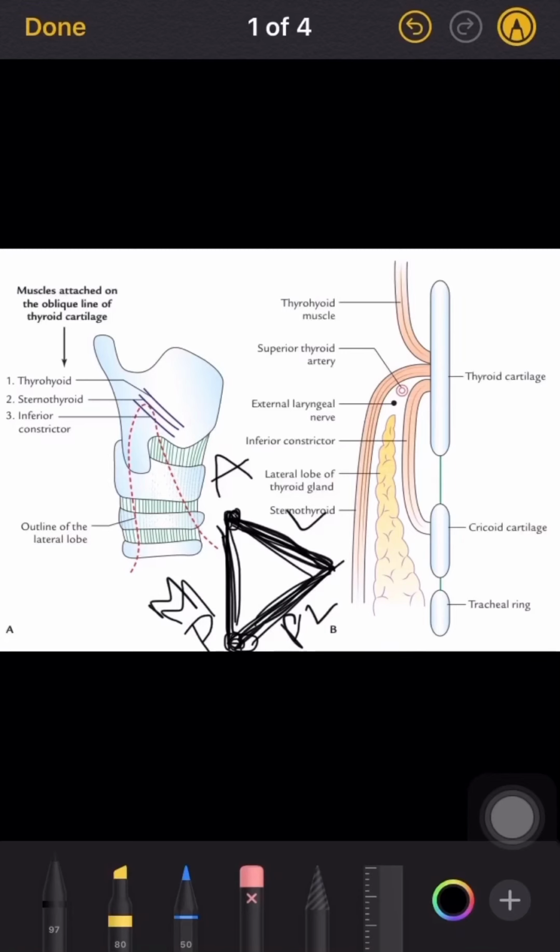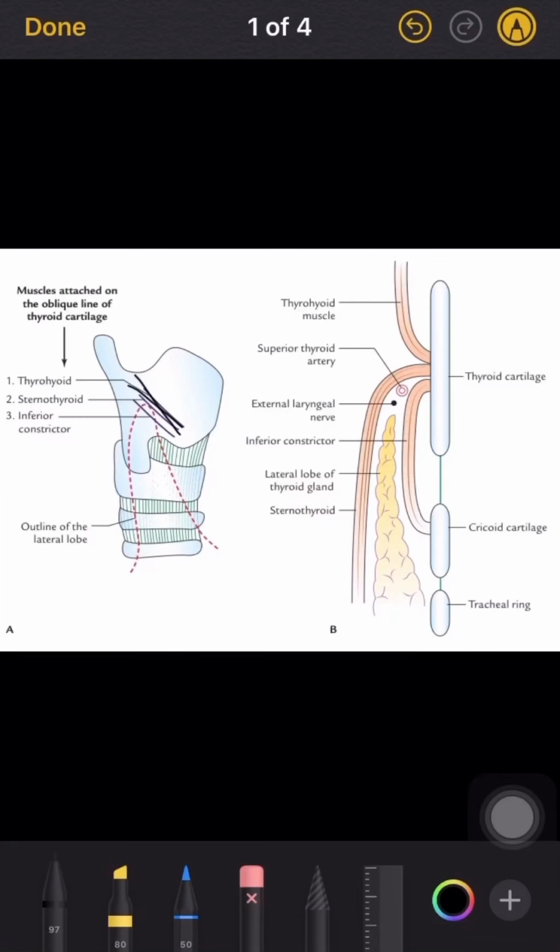It has two borders: one is the anterior border here and one is the posterior border, and then all of these join and form an apex. It extends up to this oblique line of the thyroid cartilage, and it is sandwiched between two muscles here. The outer one is the sternothyroid. Just outside the thyroid gland there is a muscle called the sternothyroid, and the inner one is called the inferior constrictor muscle.